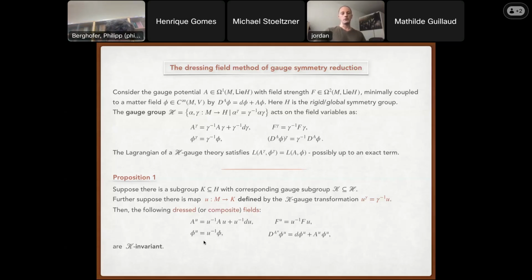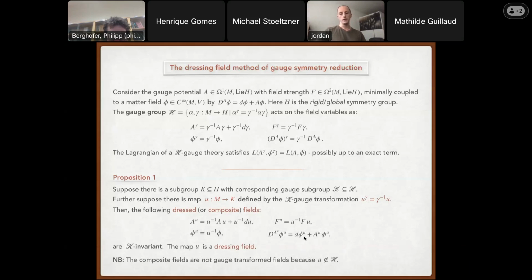And the claim is that you can show those objects are invariant under the subgroup K, right? We would call such a dressing map a dressing field. So a U, such a map with value in some subgroup, transforming by definition on the left like this, you would call that a dressing field, and you can use it to build invariant composite fields like this. I insist immediately on the fact that the composite fields are not gauge transformed fields, right?